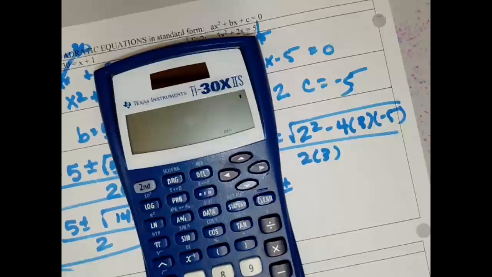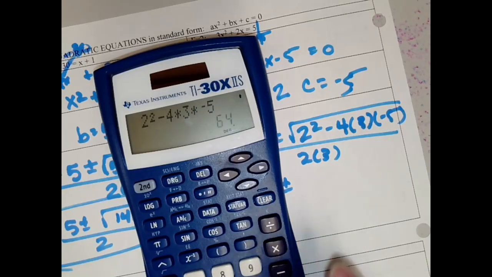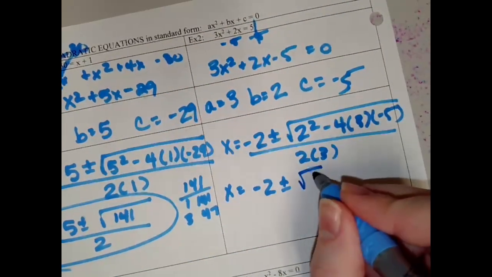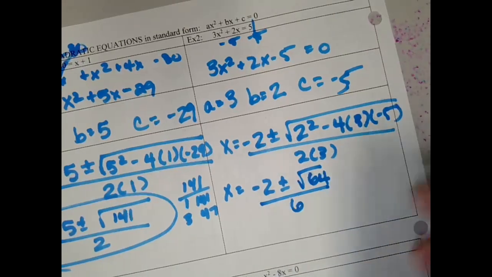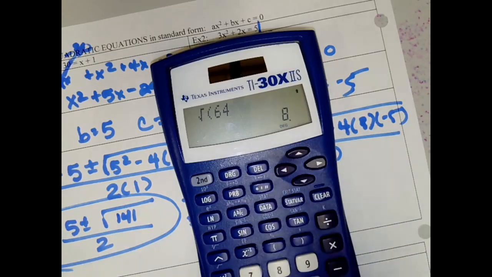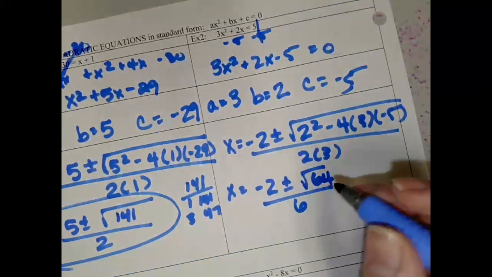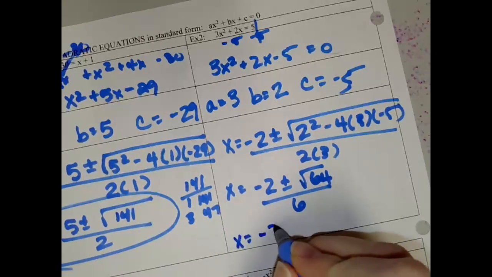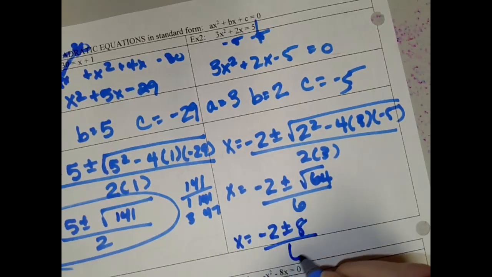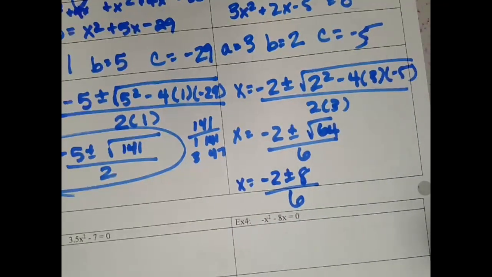So underneath the radical, I have 2 squared minus 4 times 3 times negative 5. So that gives me the square root of 64 over 6. Now, square root of 64 is a perfect square, you get a whole number. So there's no more radical. You've evaluated it. You get the whole number 8. So it's negative 2 plus or minus 8 over 6. When you can simplify the radical, you do keep going.